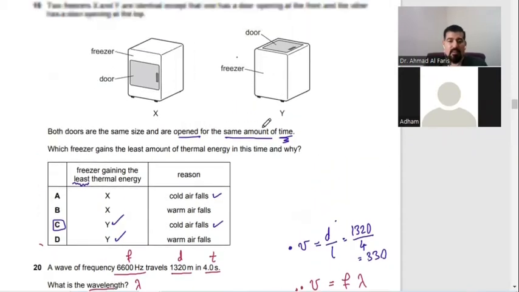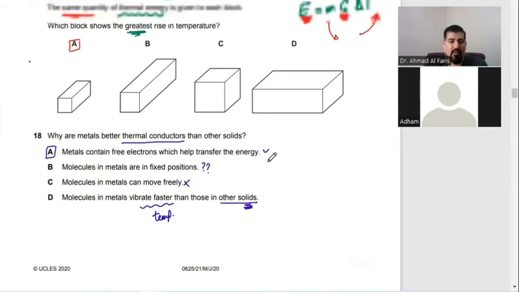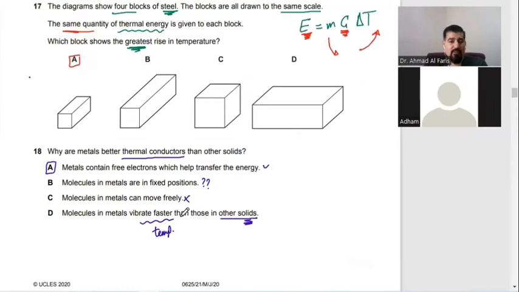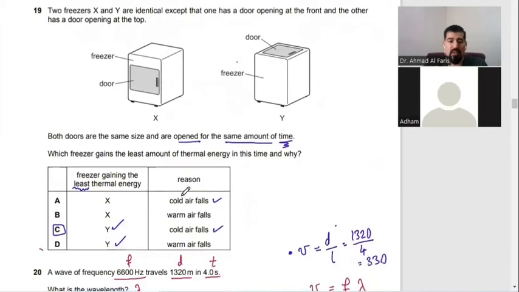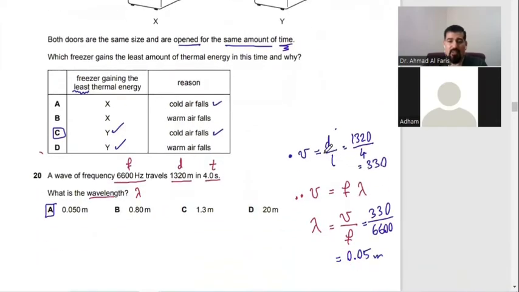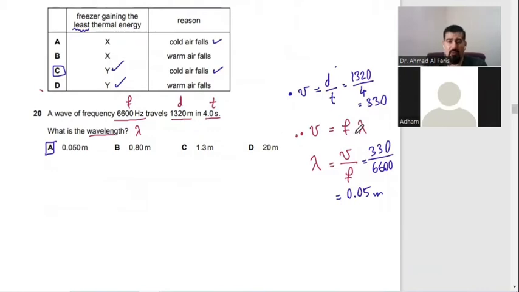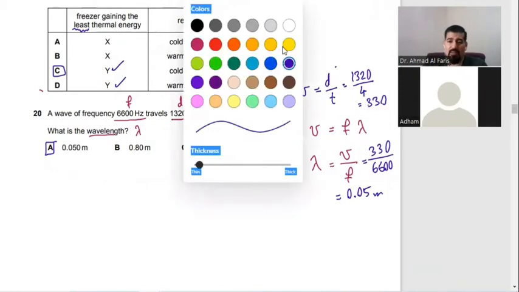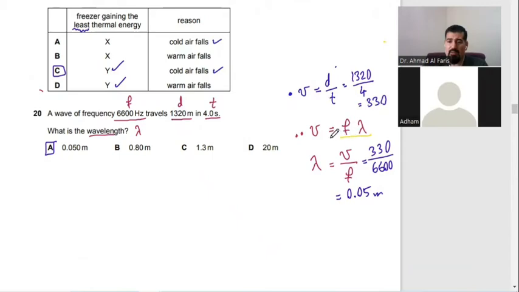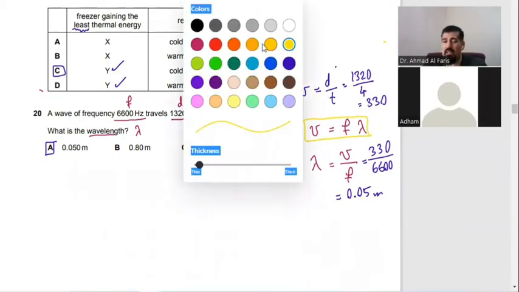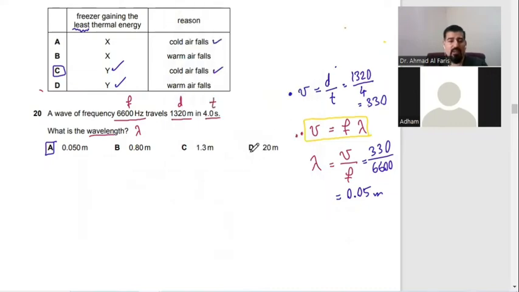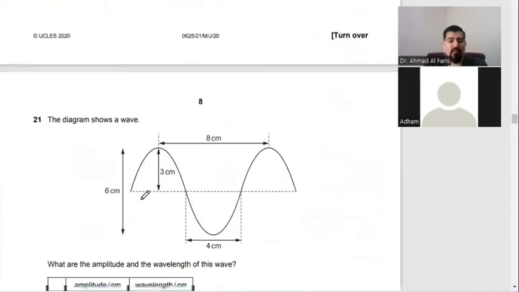Good. Any question? We were talking about thermal physics here, then we traveled to waves. You have to be careful about this information and these formulas. You have to know it. This formula I told you several times: speed equals frequency multiplied by wavelength. They keep using it as a part of the question. Okay, this is question number 20.